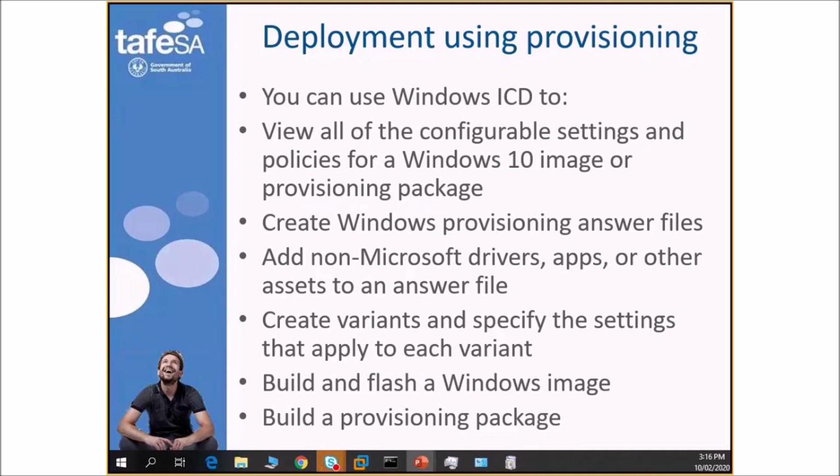Deployment using provisioning. You can use Windows ICD to view all the configurable settings and policies for a Windows 10 image or provisioning package. You can create a Windows provisioning answer file, add non-Microsoft drivers, apps, and other assets to the answer file, create variants and specify the settings that apply to each variant, and build and flash a Windows image, build a provisioning package. So what does that mean?